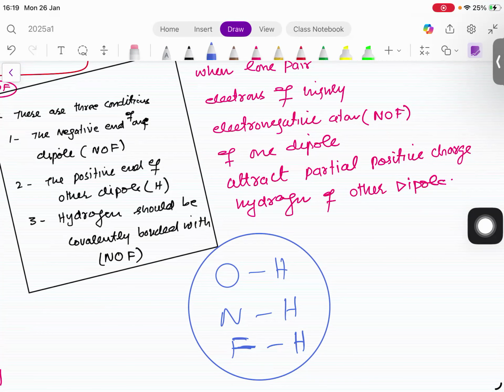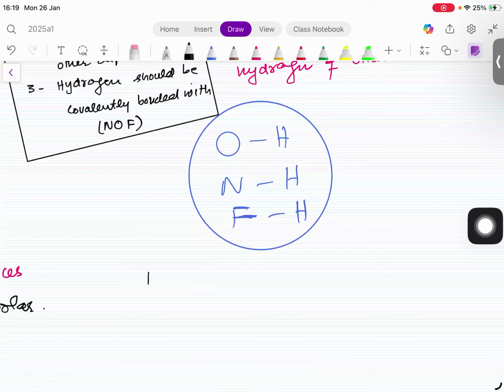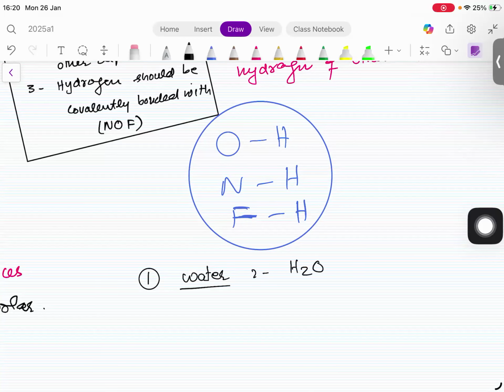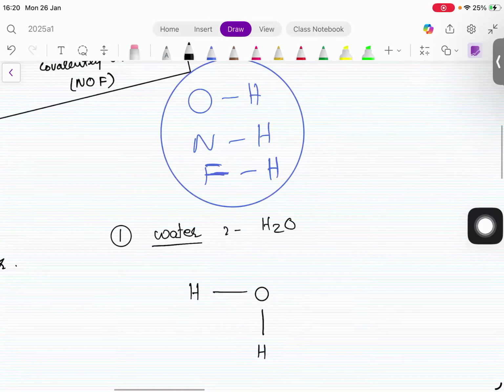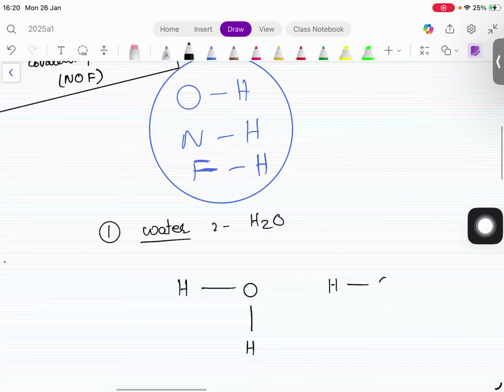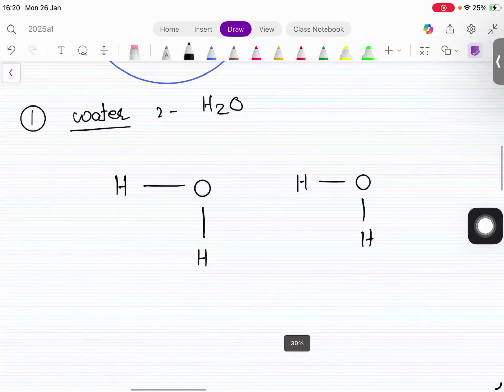Okay, for example, number one, water. If I look at the formula H2O, if I look at the dot and cross, does it contain one of the above mentioned bonds? OH, NH, FH? Yes. So I know that one water molecule is attracted to another water molecule by means of hydrogen bond, as DID is still there in everything. So this is the hydrogen bond.